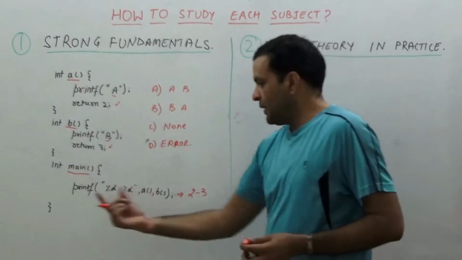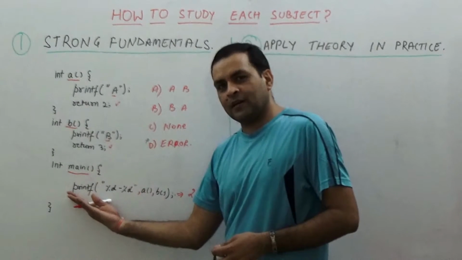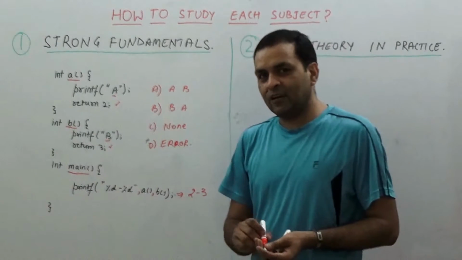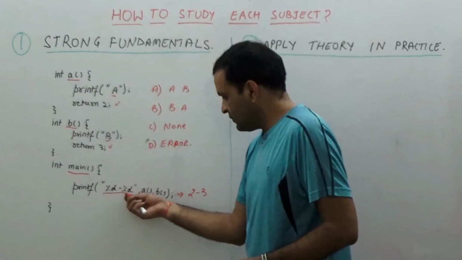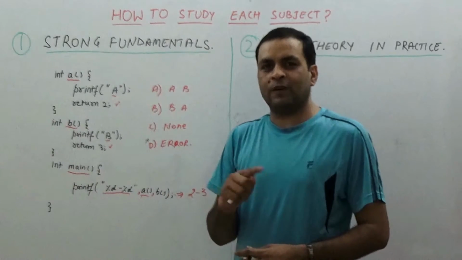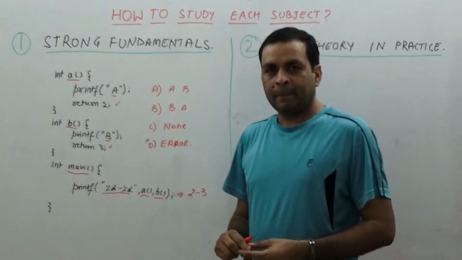In our case, printf is a function. We are calling printf function. हम यहाँ पे printf function को call कर रहे हैं. और printf function के तीन arguments हैं. There are three arguments. There are three parameters of printf function. First parameter is the string. Second parameter is return value of function A, and third parameter is return value of function B.